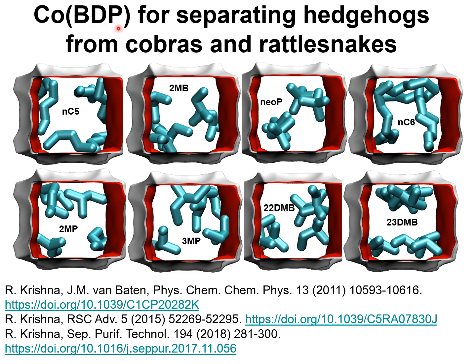Molecular simulations have established that cobalt BDP that has 10 angstrom size square channels is capable of separating the isomers of pentane and the isomers of hexane, relying on differences in the van der Waals interactions between the alkane isomers and the pore walls.